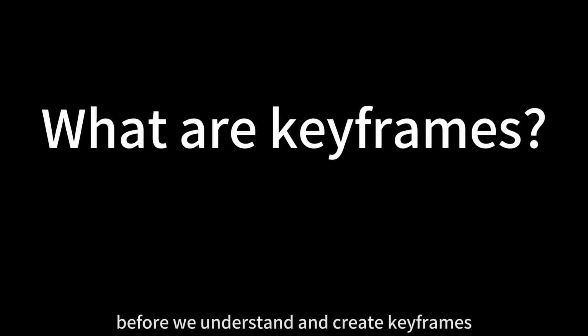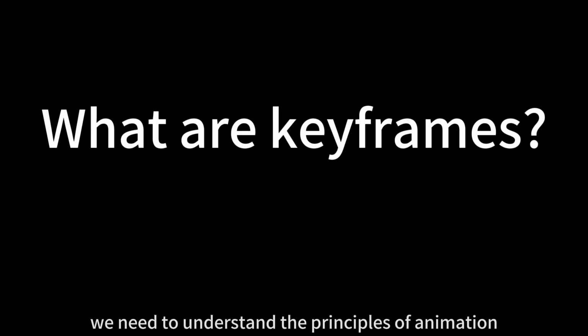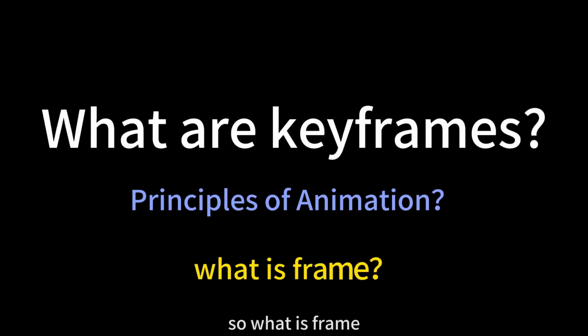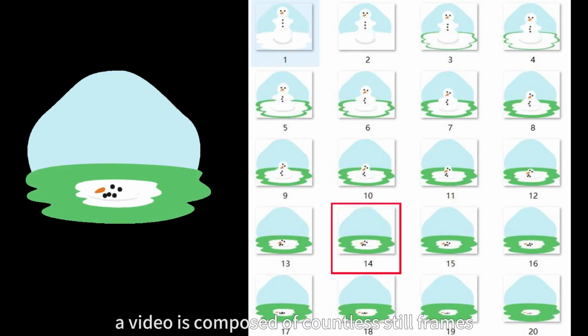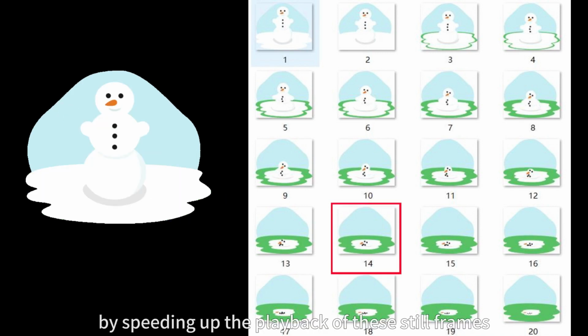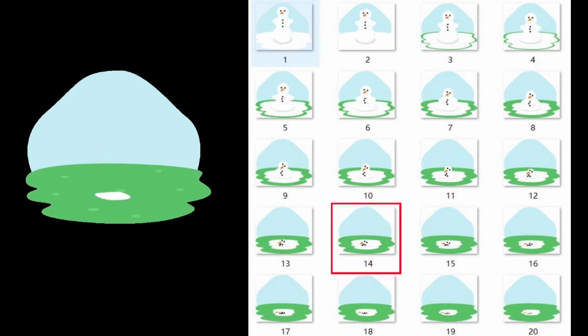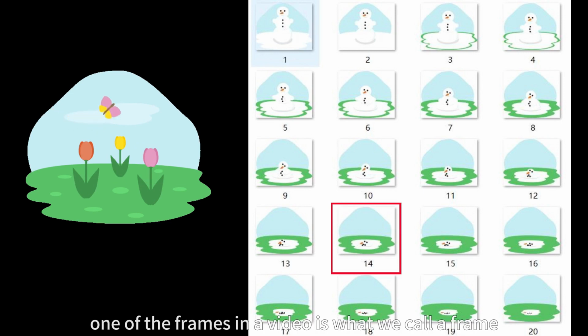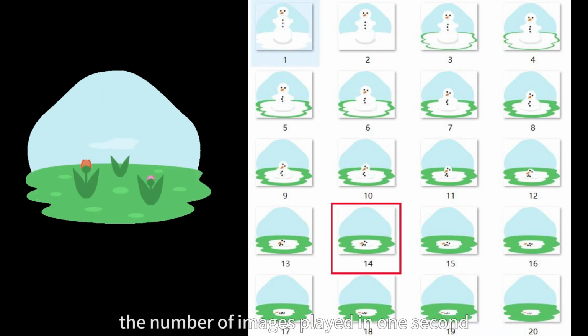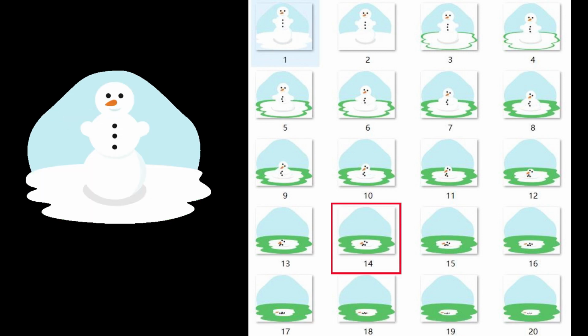Before we understand and create keyframes, we need to understand the principles of animation. Animation consists of multiple frames. So what is a frame? A video is composed of countless still frames. By speeding up the playback of these still frames, we get the video we see. One of the frames in a video is what we call a frame. The number of images played in 1 second is the frame rate.